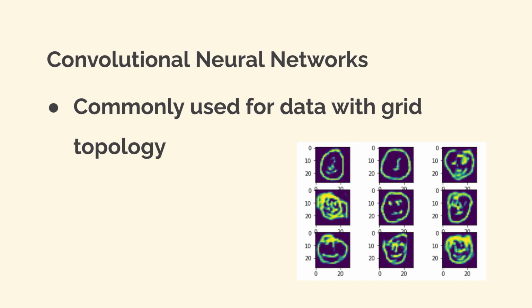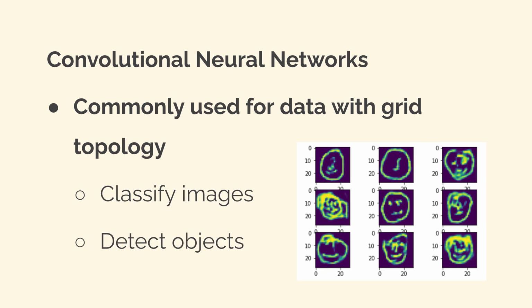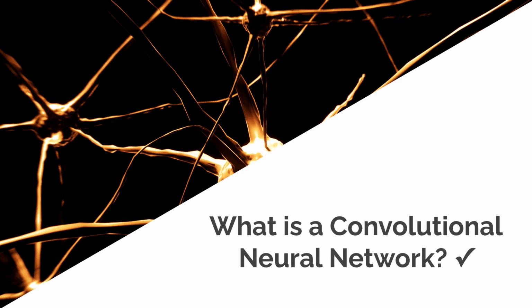Now, convolutional neural networks are used to handle the problem and the struggles of working with images because they're designed for grid topology. They're very good for working with images, such as classification or finding objects inside of images. Now, that is a convolutional neural network. This is the type of neural network that will help us work with images.